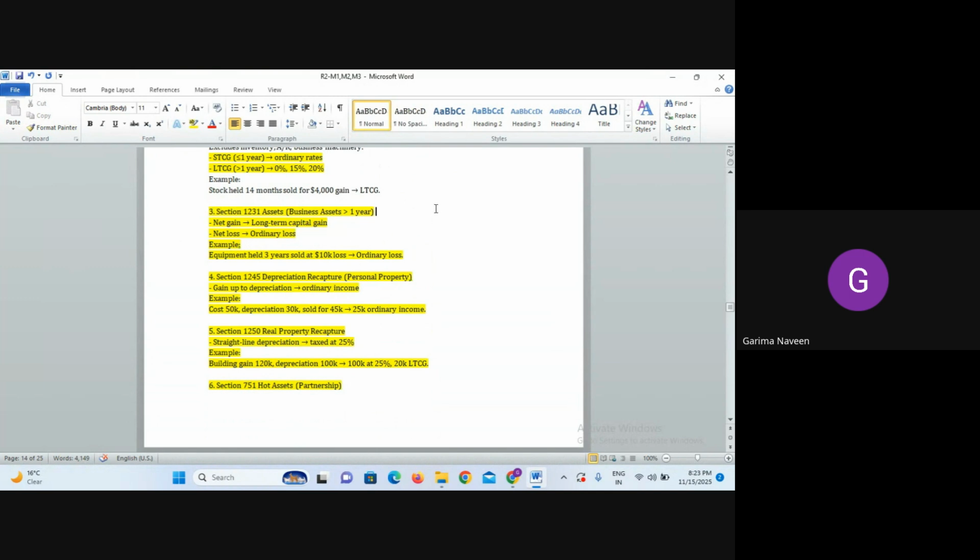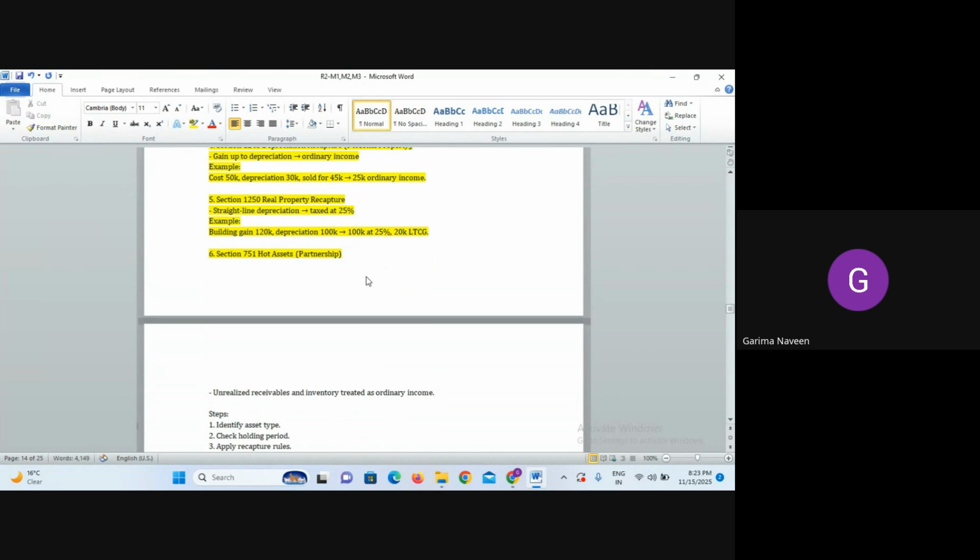So under business, if we talk about our business assets, if you have some business asset which you are holding for more than 1 year, then it will be classified as your section 1231 assets. Now you have your assets classified into two categories.